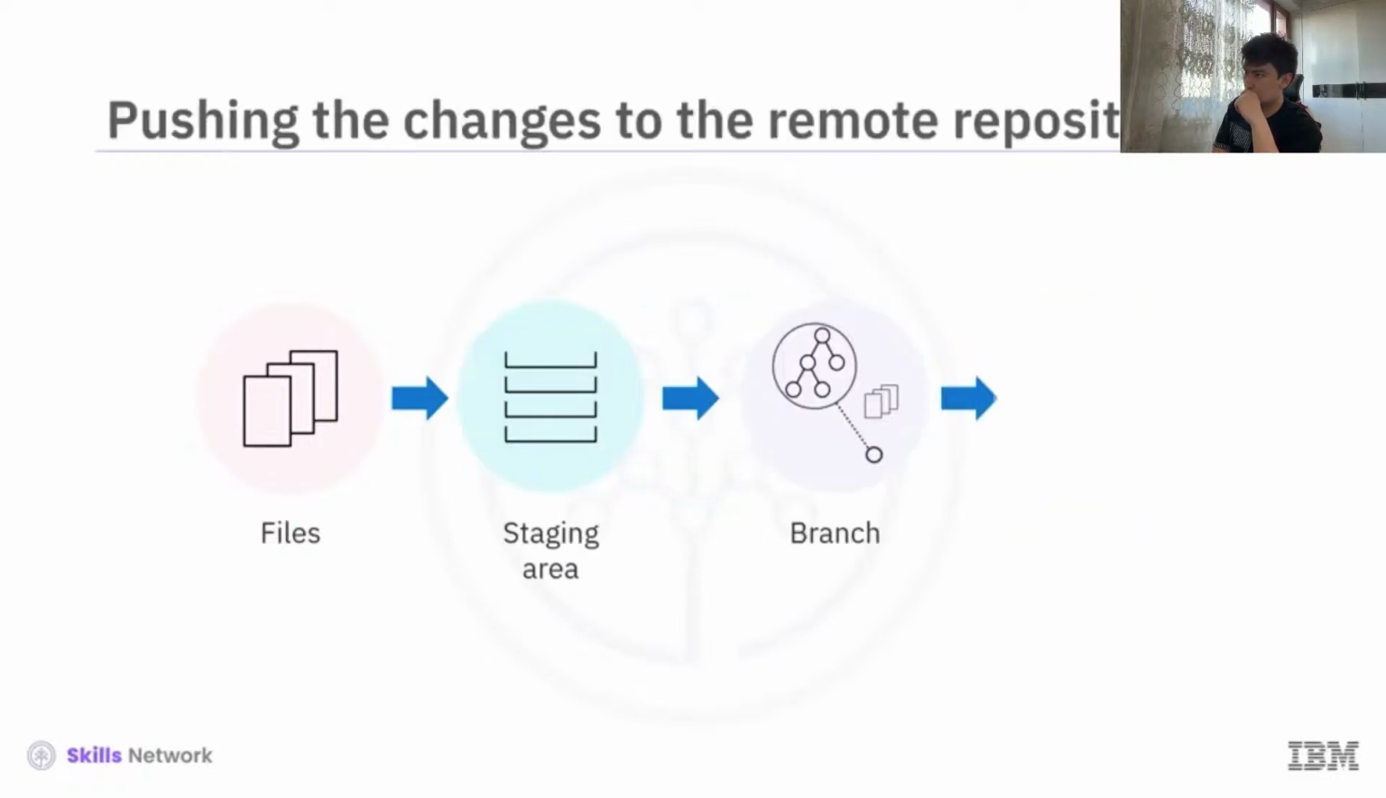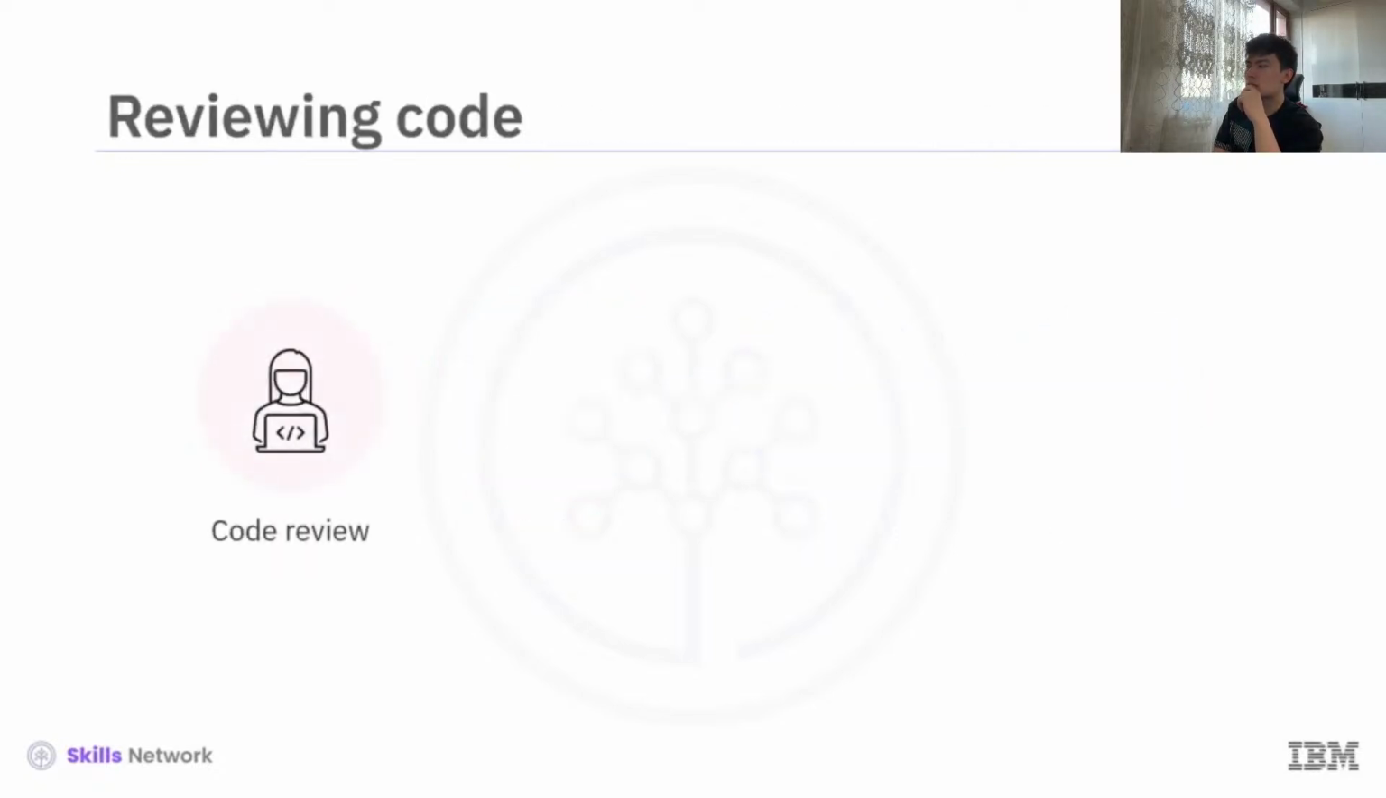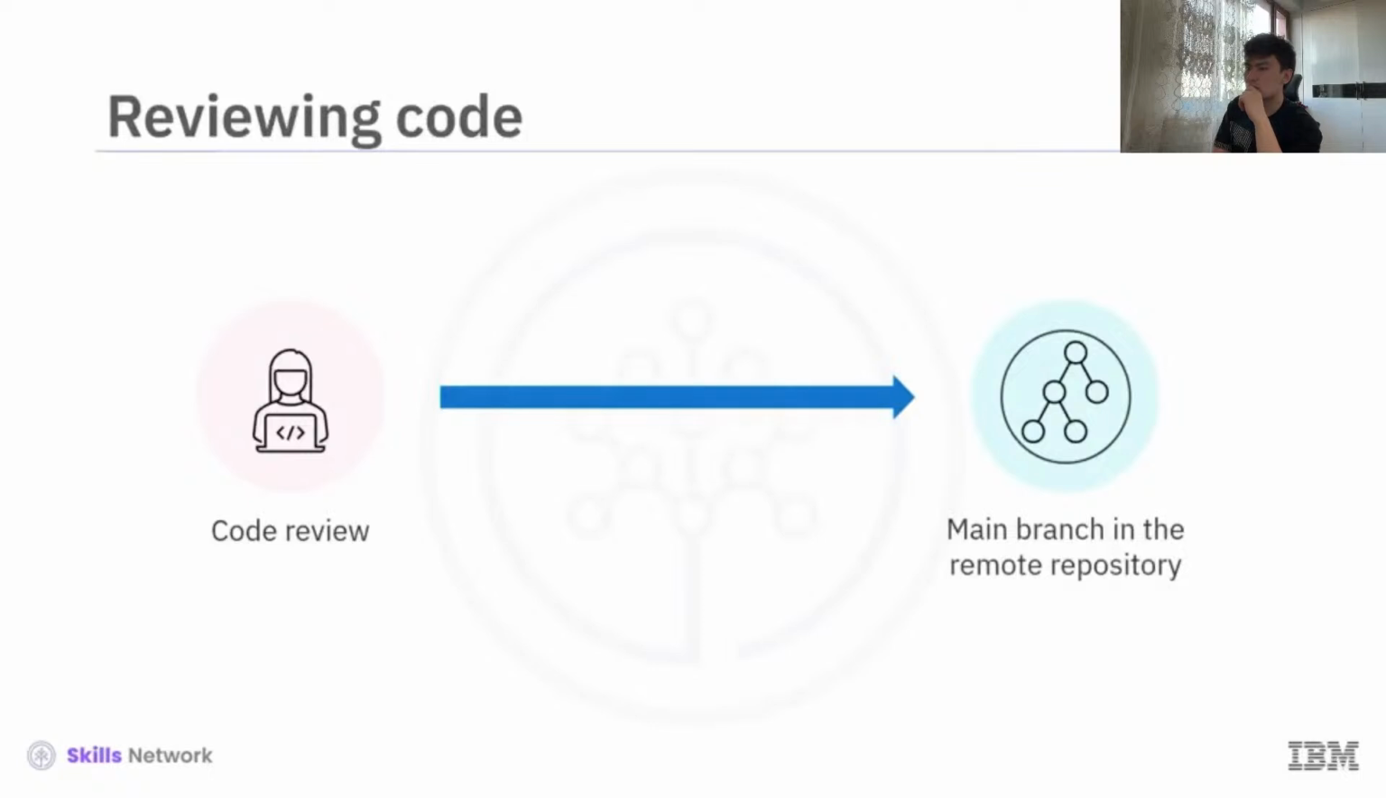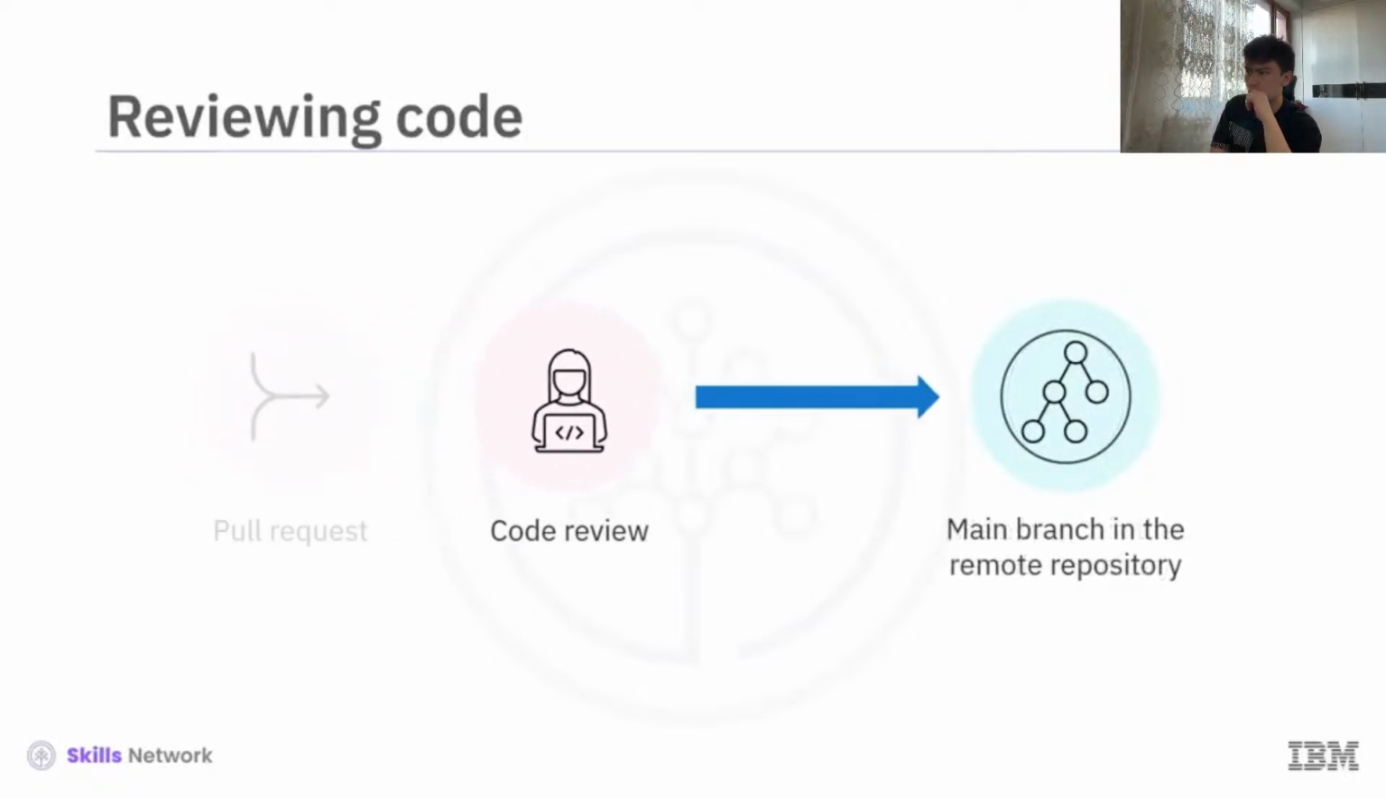The next step is pushing the changes in the branch to the remote repository. Most often, the code is reviewed by a maintainer, who is responsible for managing the repository, before it is merged into the main branch in the remote repository. To merge the branch, you create a pull request. It is a request to the maintainer to review and approve the changes in the branch. After the maintainer merges the pull request, the changes in the branch will be reflected in the main branch.